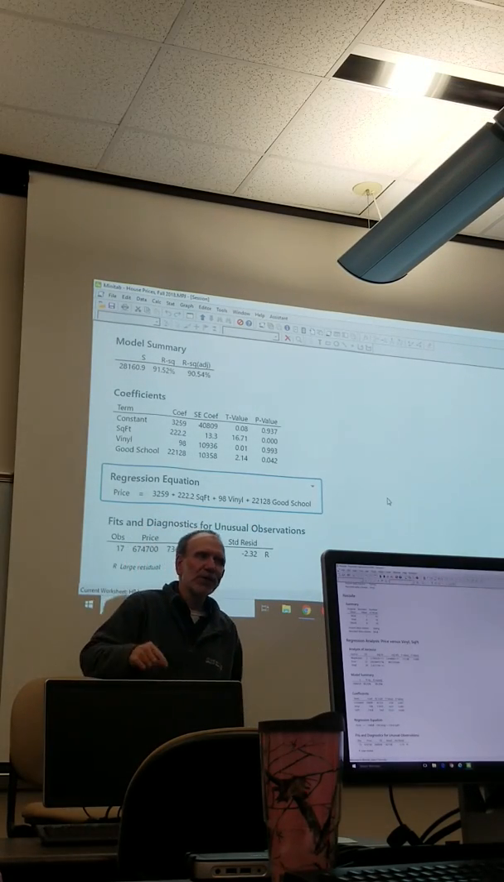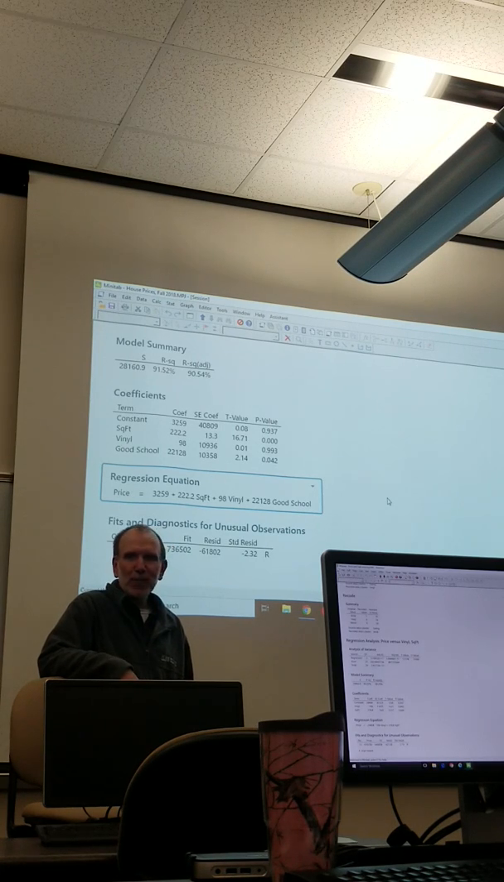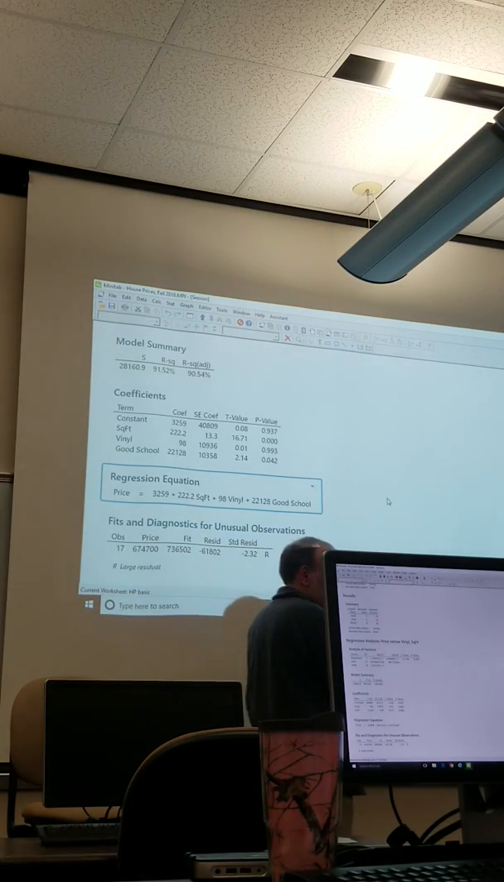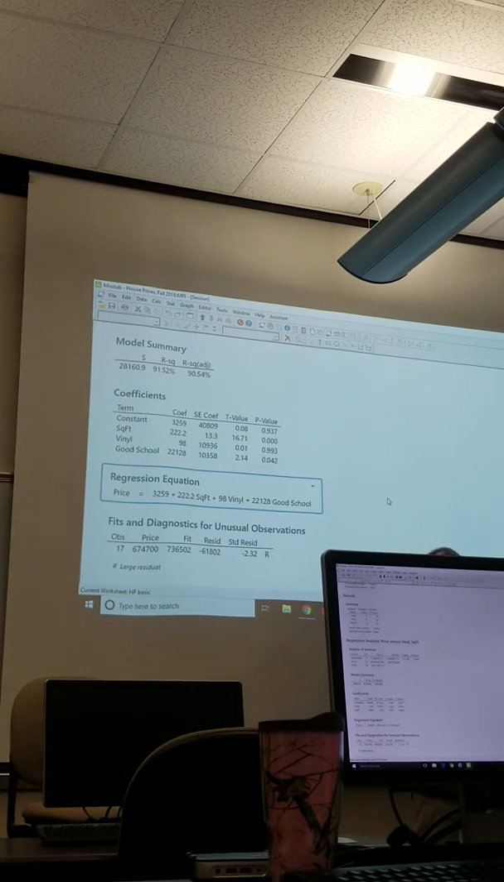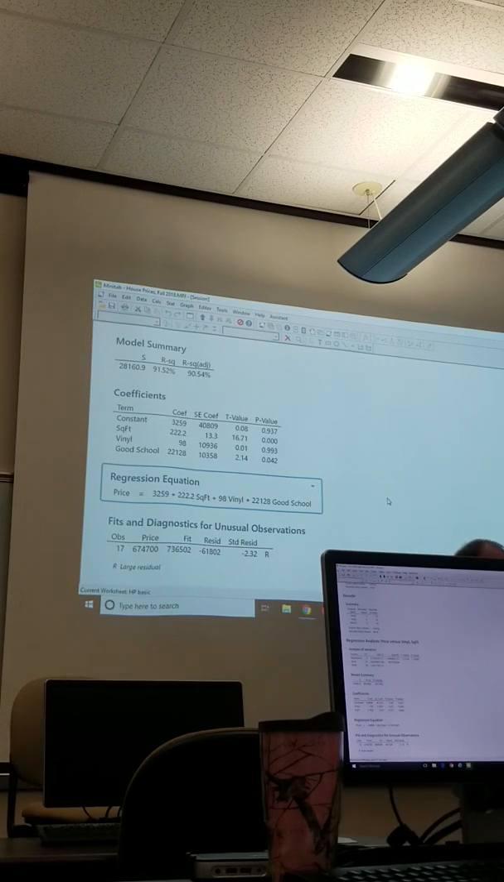When I tried to put good school and bad school, Minitab blessed my heart. Why did it bless my heart? Because I only had two categories, and I tried to put in two dummies. But in terms of siding, how many categories do I have? 3. Since I have 3 categories for siding, I can put in 2 dummies. I can put in a vinyl and brick, or a vinyl and wood, or brick. Couldn't I put all 3? If I tried putting all 3, Minitab would bless my heart again.